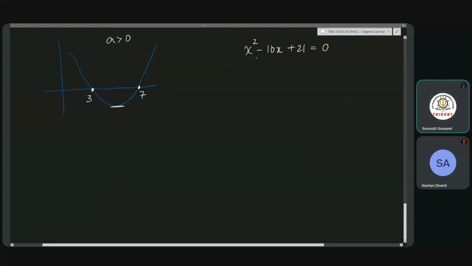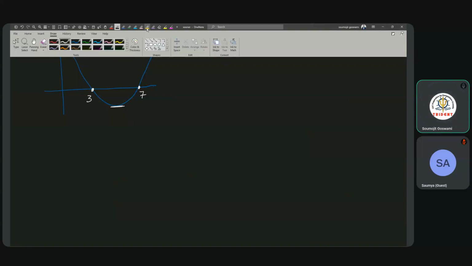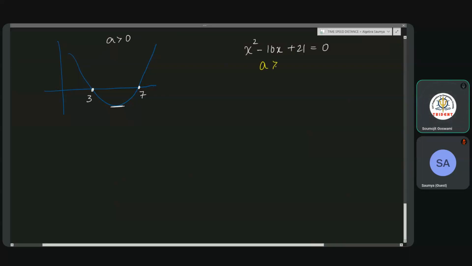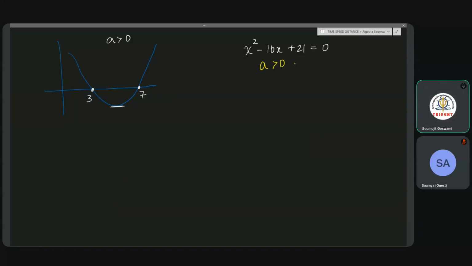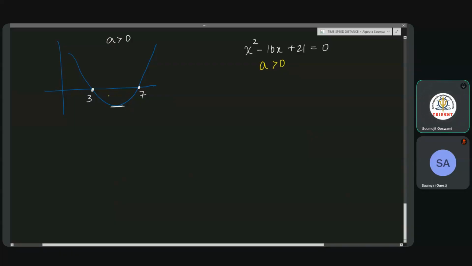There are 2 things that we need to pay attention to. The first thing is that A is greater than 0, and obviously because of the nature of the graph, the discriminant is greater than 0. Now we know that this point is going to be the point of minima. Okay, the point of minima.